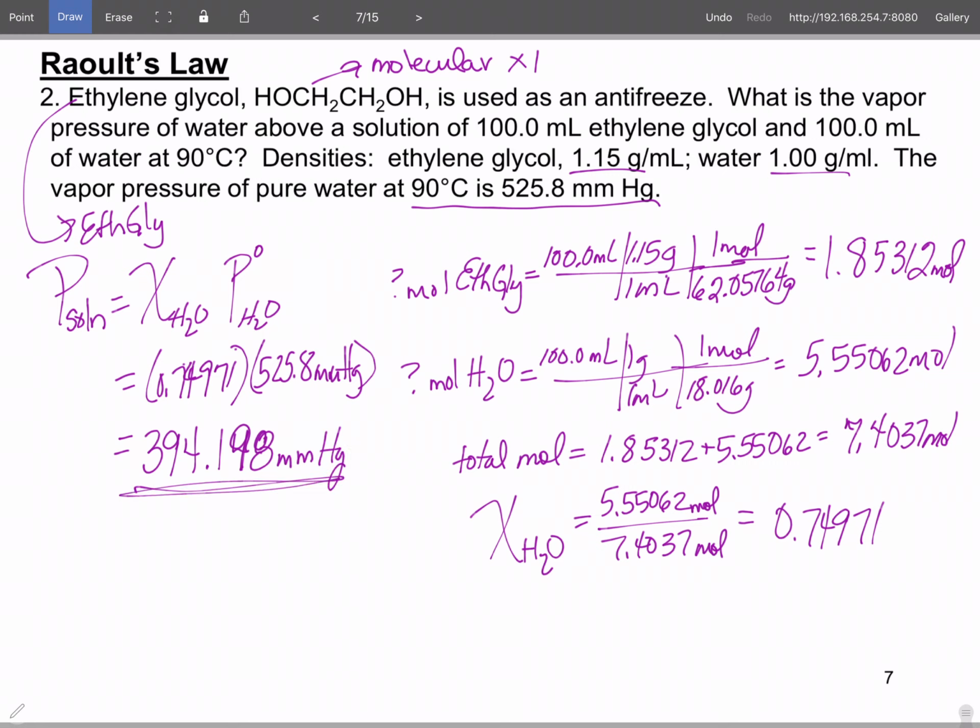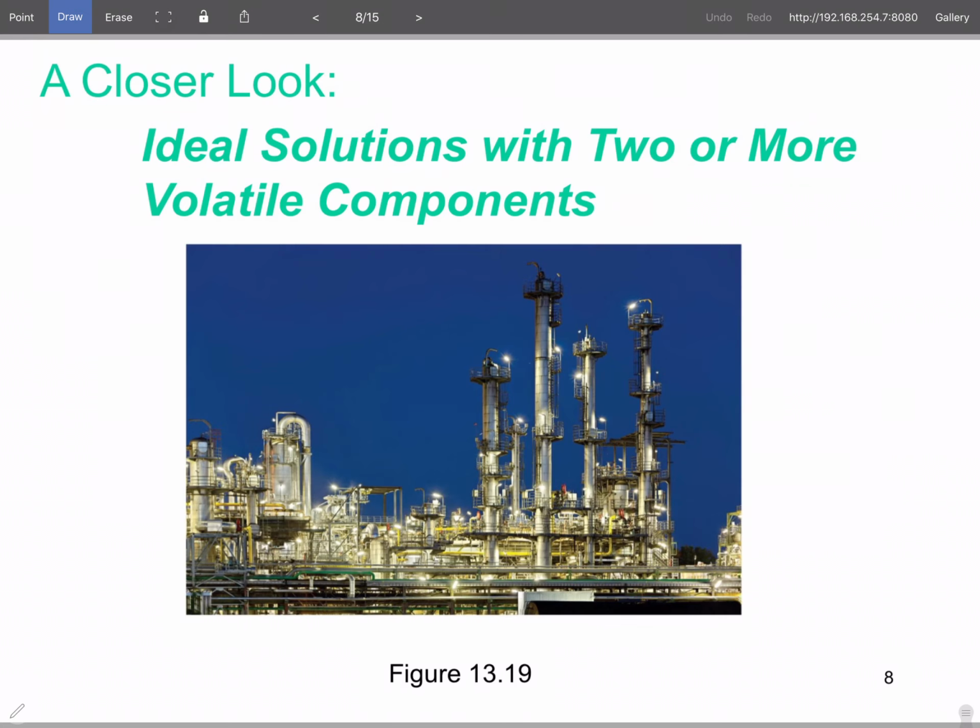Okay, so that would be our mole fraction. Now this is a little more complicated than the previous one because in this one you have to go ahead and calculate the concentration as you go. Okay, so we'll continue on.